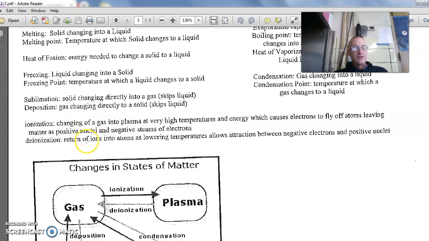When the electrons fly off, you have an ion. That's why it's called ionization energy. So a gas going to plasma is called ionization energy because you form ions, and those ions are the positive nuclei left behind. But when the electrons return to those positive nuclei, it's called deionization, the electrons returning. And that would occur as the temperature is lowered, allowing the electrons back.